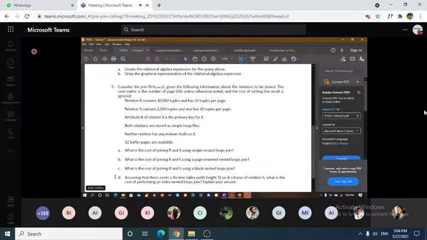So this is about the index nested loop join. I hope it's clear now with these questions. If you have any doubts, if you want me to explain again, just drop a message. I will explain it again as well.